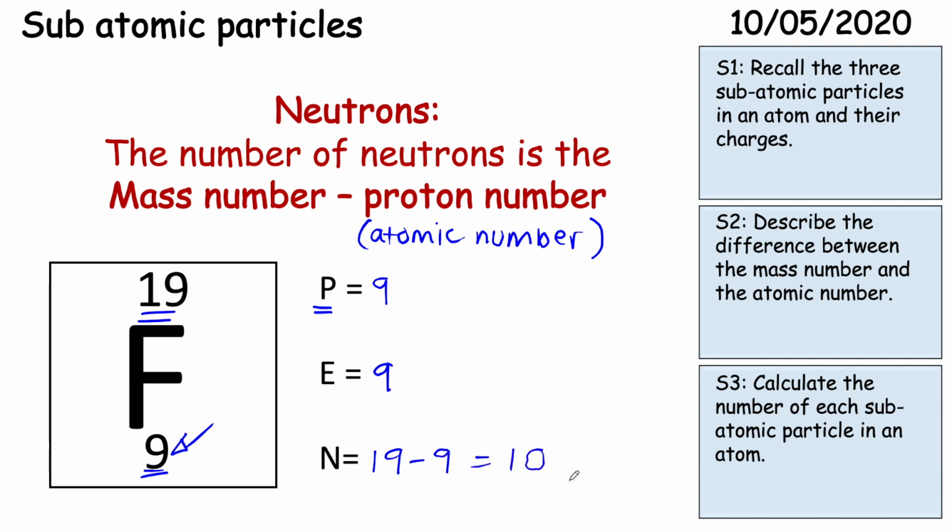Now just to go in a little more detail about this. In the nucleus, you have protons and neutrons. That's what this number tells you here. This number at the bottom is just the protons. So if we take this number away from this number, you're left with just the neutrons. So that's why we do this calculation.